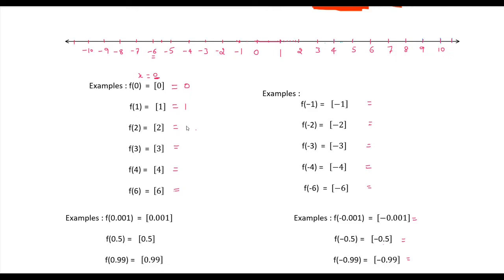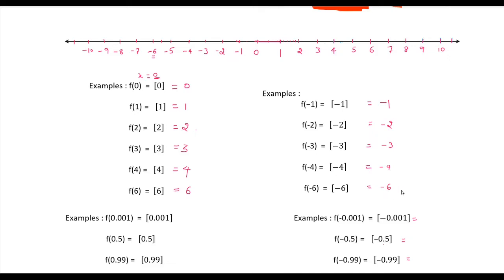So greatest integer of 2 is 2 itself since it is an integer. Greatest integer of 3 is 3 itself as it is an integer. Greatest integer of 4 is the same. Greatest integer of 6, because it is an integer, takes the same value. Now for the negative integers, it is the same. Less than or equal to -1 will have infinite integers which are less than -1, but less than or equal to comes here, so it is -1. This is again -2, -3, -4 and -6.